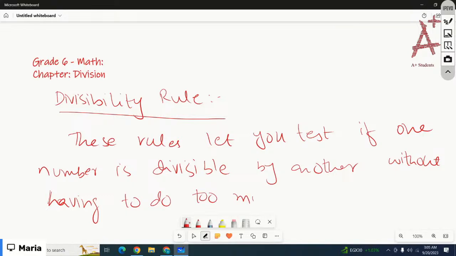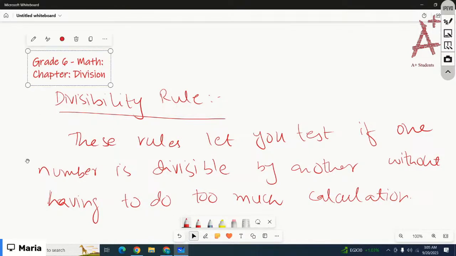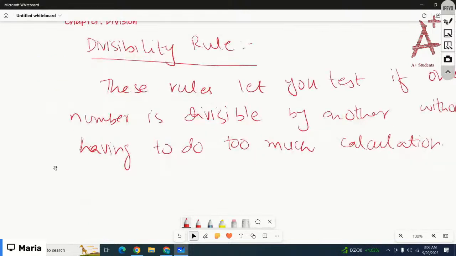You don't have to actually divide them. You just have to apply some rules and you can see if they are divisible by a specific number, yes or no, right? So I will just go through all the divisibility rules from 1 to 10. You can note them down. We'll do examples side by side, right? You can note down the divisibility rules, right?